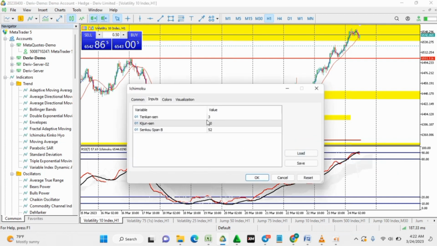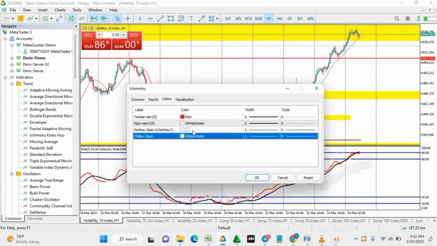So these are the parameters or inputs you are supposed to put on your Ichimoku. Then on colors, this is my red color I chose. You can also choose one of your choice. Then the rest should be white as a must. Here you can choose any of your choice, but here it must be white. If you don't choose white, it will disturb you because, as you can see, this kind of blackish color is not visible. Once it is not visible, it won't be able to help you. So after that, you click OK, right?